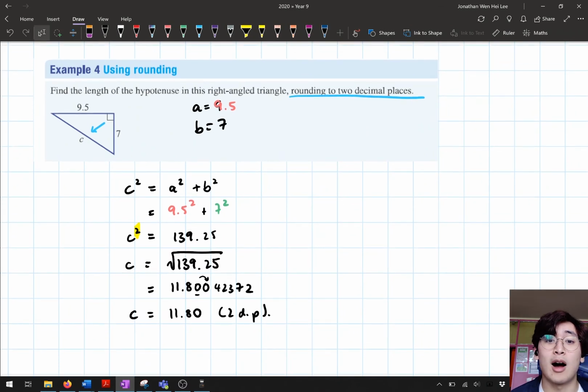So here, sometimes the question will ask you to round the answer to a certain number of decimal places. All you need to do is chuck your answer in your calculator, same steps that we did before, but then you just look at, okay, 2 decimal places, I'm going to look at that point and round it off there. Okay, so that's the second example here for using Pythagoras' theorem to help us find the missing hypotenuse.